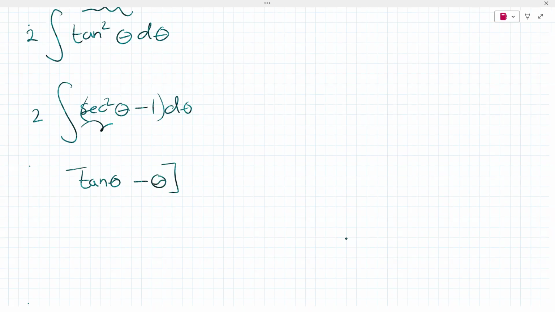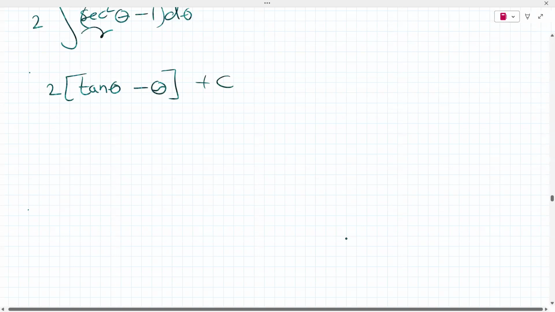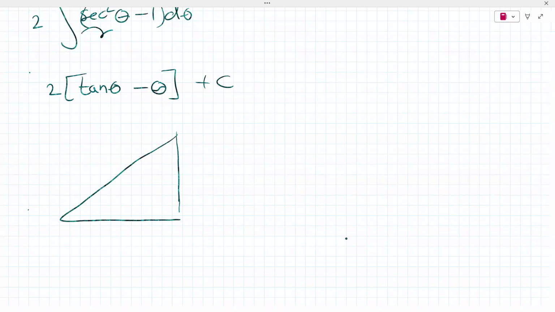And then because we took out a 2, we got to distribute that 2. And then plus c. But is this our final answer? No, we got to put it in terms of x because we started in terms of x. So here, let me redraw the right triangle. Here's my theta. And then here's 2, square root of 25x squared minus 4, and then you have this 5x.